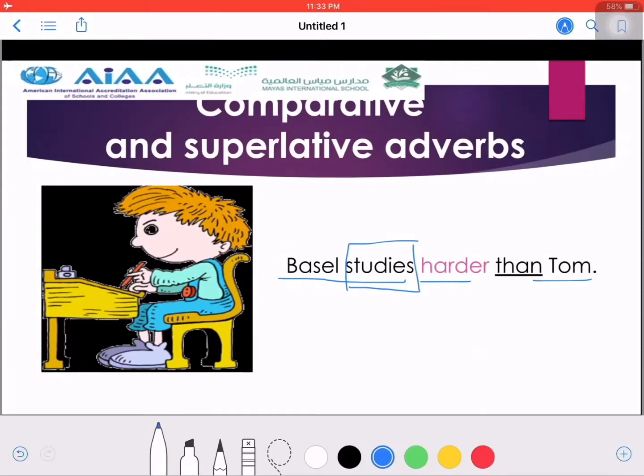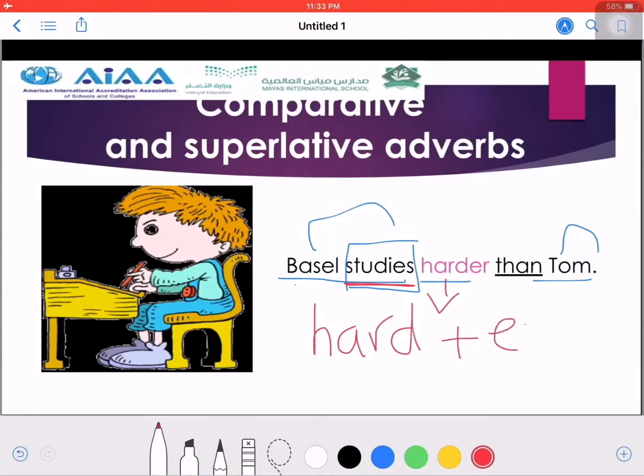So now I have Basil studies, also Tom studies. So who studies harder than the other? Excellent. Basil studies, this is the verb, harder than Tom. So here, the adverb harder, yes, it's comparative because the adverb is hard plus ER, the comparative form, ER.